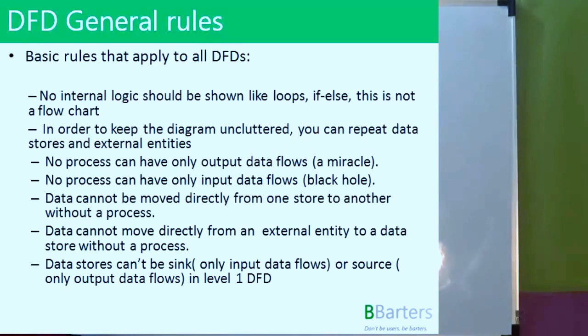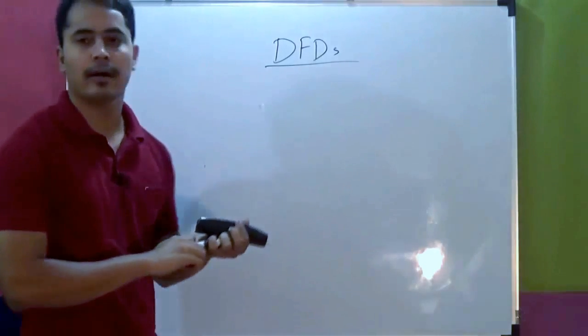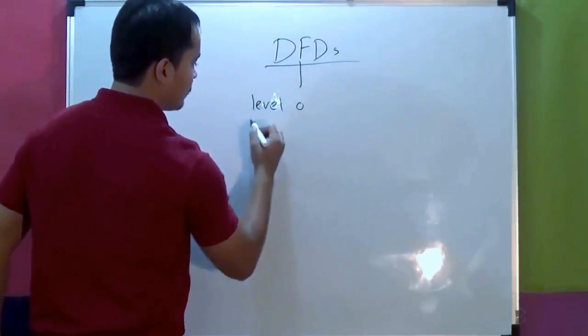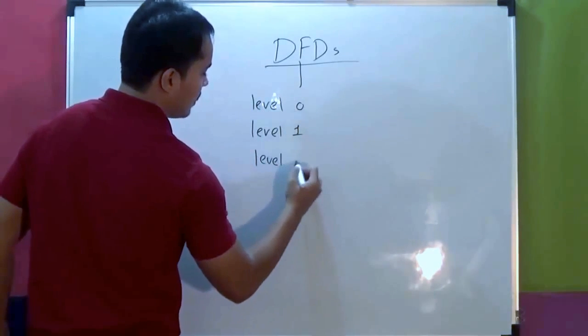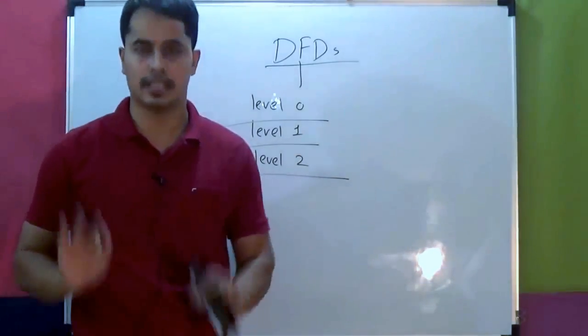So these are the general rules for creating data flow diagrams. Beware of them. I'll repeat them when we draw the diagram. So what is the context level diagram exactly? When you draw DFDs, you draw level 0 DFD, then you draw level 1 DFD, and then you draw level 2 DFD. So you draw 3 DFDs in total for any software system.